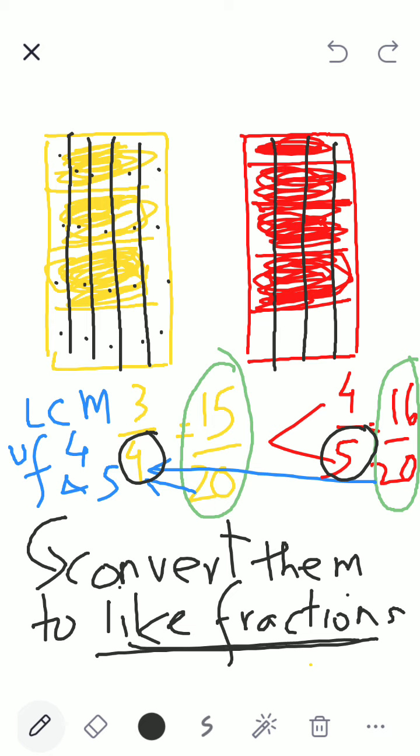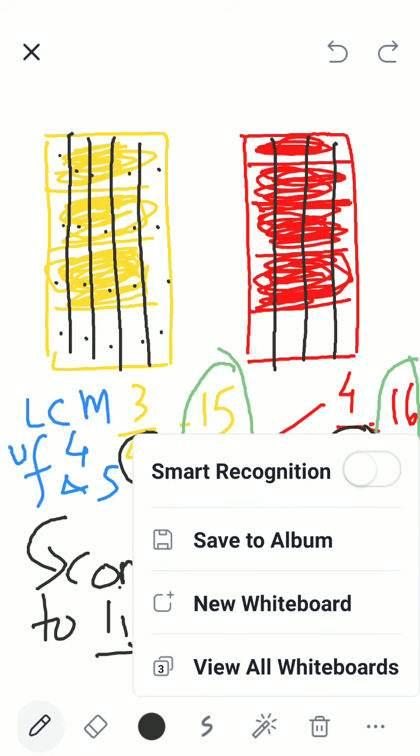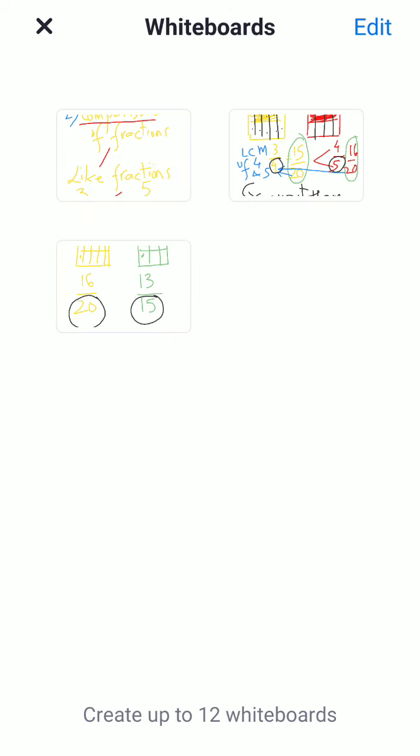So what did I do? I had two unlike fractions. I converted them to like fractions. Visually also I saw. And the moment I got 15 by 20 and 16 by 20, I could compare them easily. And I realized in the red chocolate, more fraction was eaten. Yellow chocolate, less fraction was eaten. Very good. Now we have understood. Correct, no? So let's go to our next.